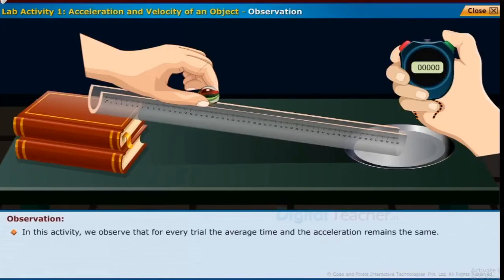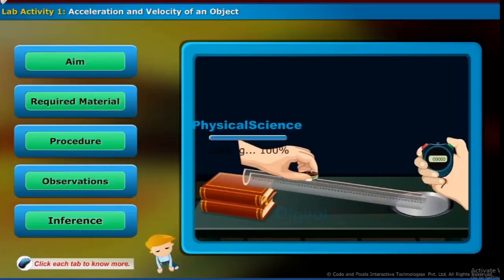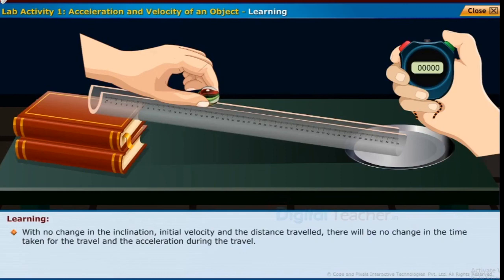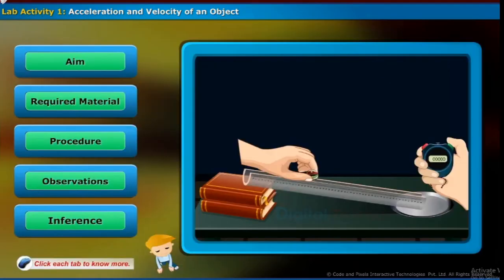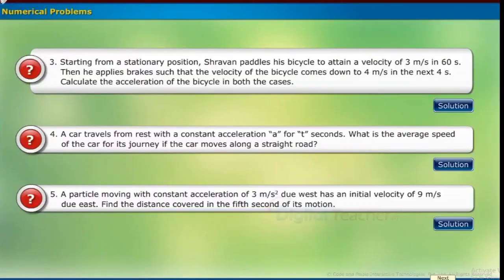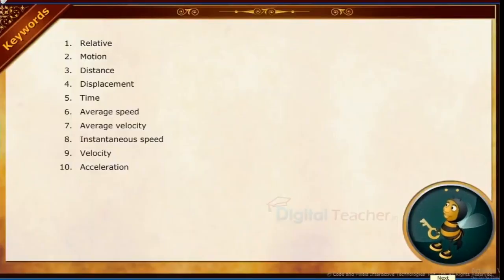In this activity, we observe that for every trial, the average time and the acceleration remain the same. With no change in the inclination, initial velocity and the distance traveled, there will be no change in the time taken for the travel and the acceleration during the travel. Knowledge. Numerical problems. Keywords. List of keywords are shown on the screen.